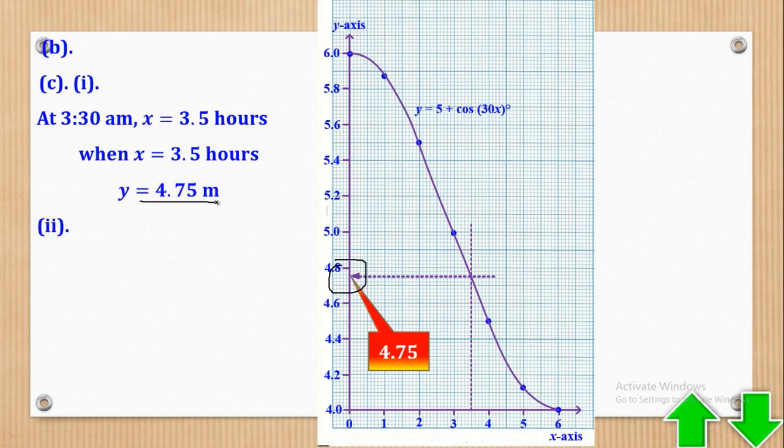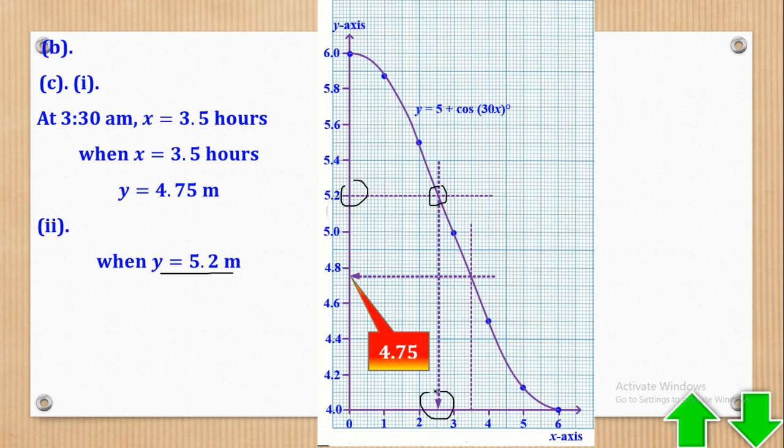So now we shall go to Roman 2. For Roman 2, we shall say that when y is 5.2 meters, I'll come here and look for 5.2 meters and draw a horizontal line to meet the curve at this point. Then I draw a vertical line to meet the horizontal axis at that point, and I'll read off that value, and that value is 2.65. Therefore I'll come here and conclude that x is 2.65 hours.